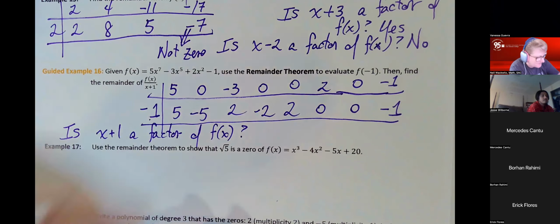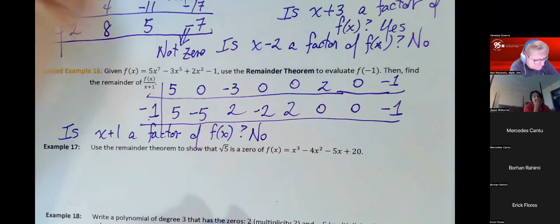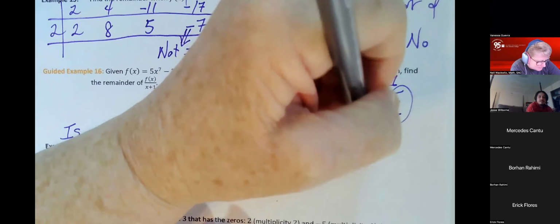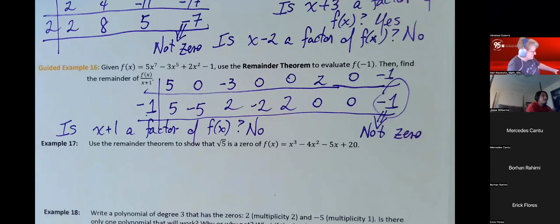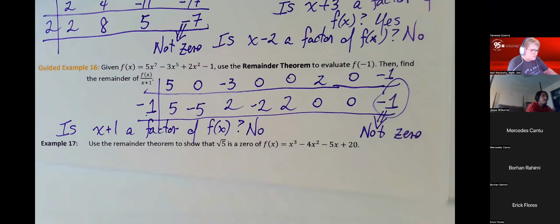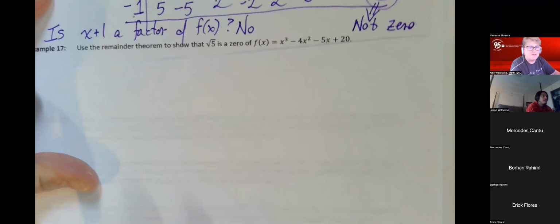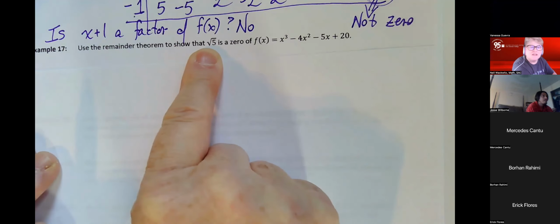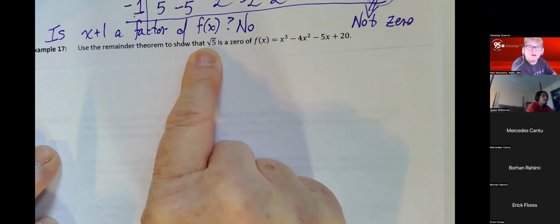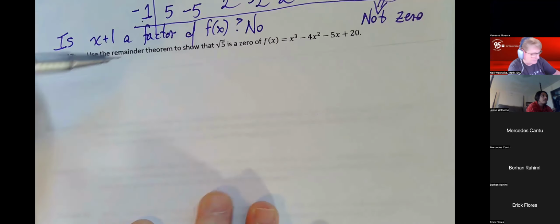No, that's right. Why not? Because it wasn't 0. That's right. Excellent. This next one is just good for you. It's like medicine, you know. We want to see if x equals the square root of 5 will give us a 0.